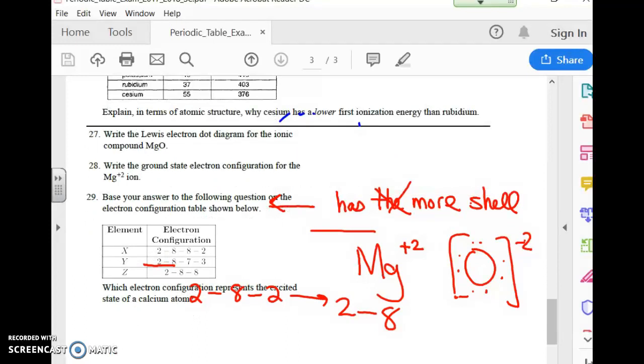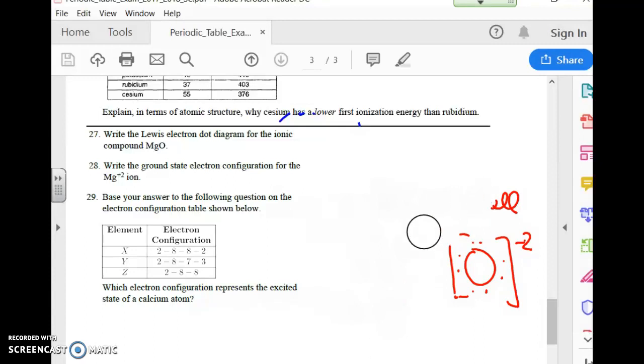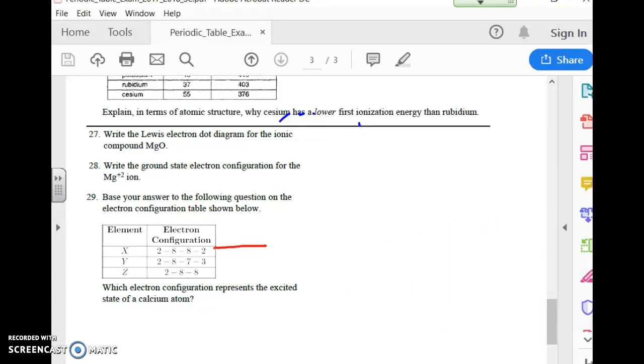Finally, guys, number 29. Base your answers on this. It's asking which of these has the excited configuration. Well, my friends, if you look at your reference table, this is for calcium. That is the ground state configuration. If I remove that out of that last energy level, I get an ion configuration. That one here, Y, is the excited configuration.